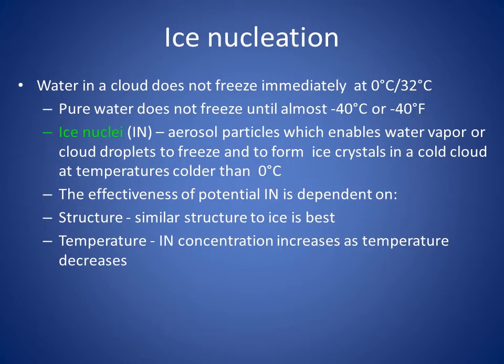Ice nuclei are aerosol particles which enable water vapor or cloud droplets to freeze onto them to form ice crystals at temperatures colder than 0 degrees Celsius. The effectiveness of potential ice nuclei is dependent on structure. A similar structure to ice is best. Examples include clay and soot. And temperature. Ice nuclei concentrations increase as the temperature gets colder.